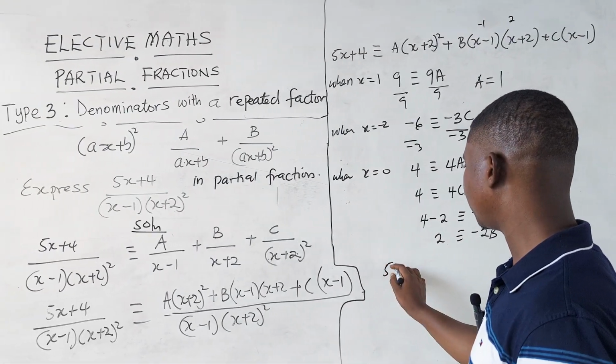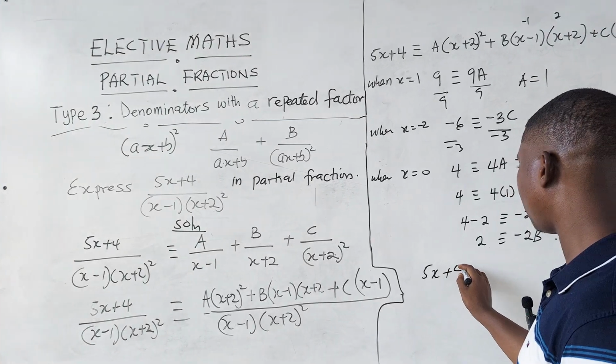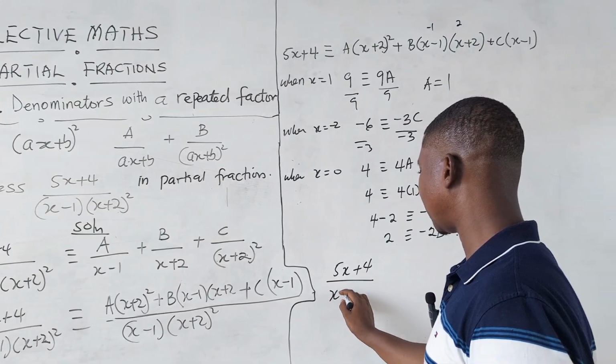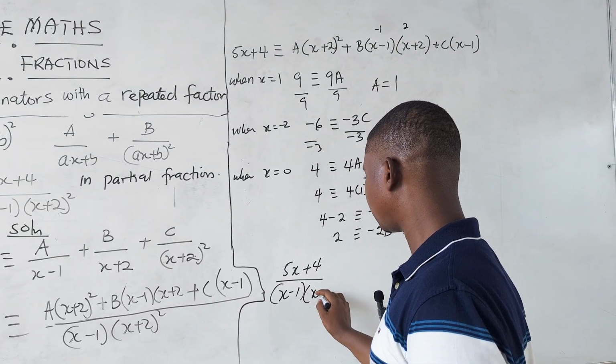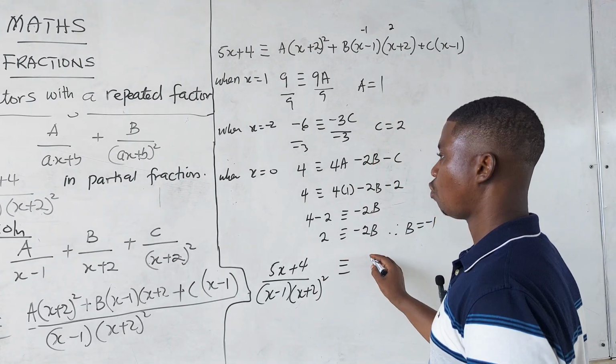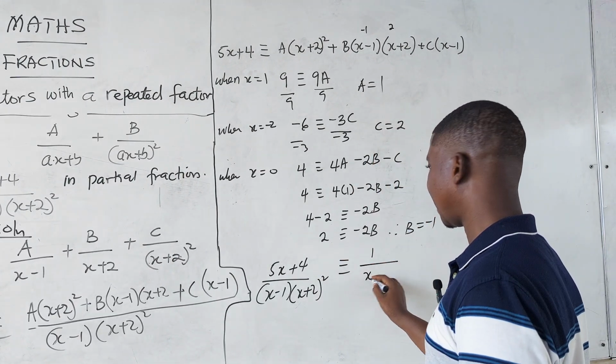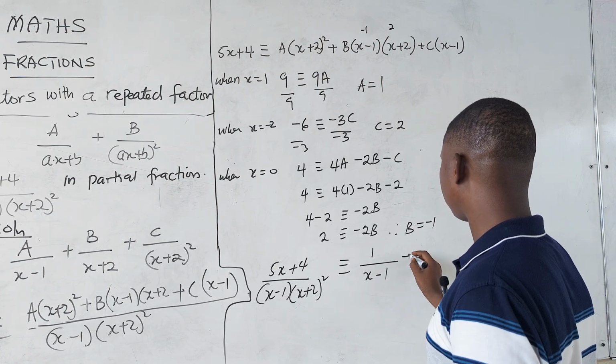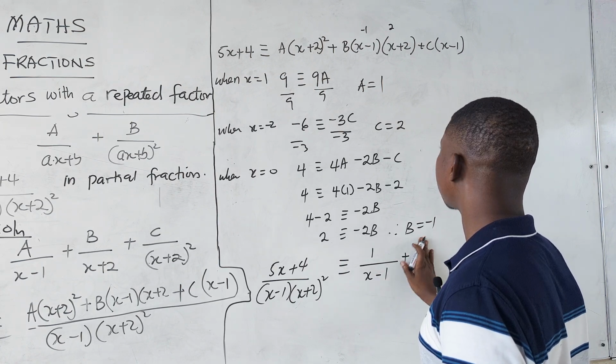So (5x + 4) all over (x - 1)(x + 2) all squared is equivalent to 1 over (x - 1) plus B. What is our B?